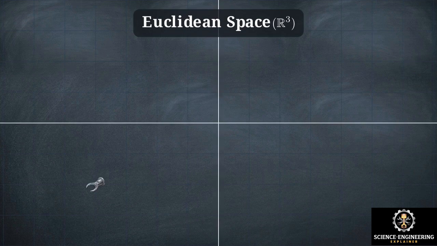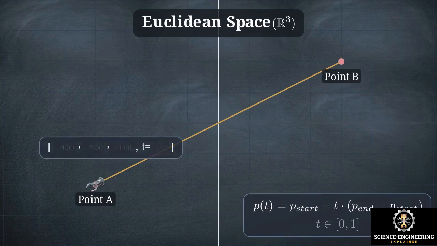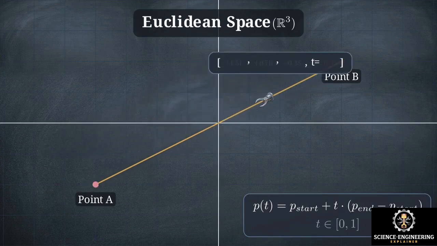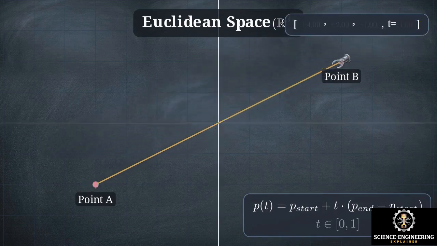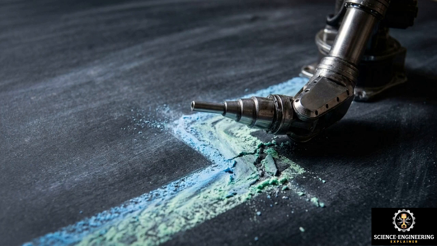3D translation coordinates exist entirely within a flat Euclidean space, known as R3. To move from point A to point B, you simply draw a straight line and apply linear math to interpolate the coordinates. The paradox emerges when we try to interpolate the tool's rotation along that same path.